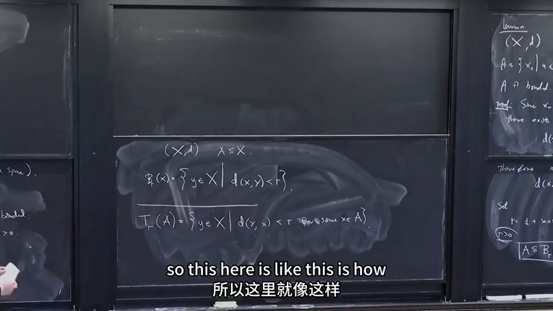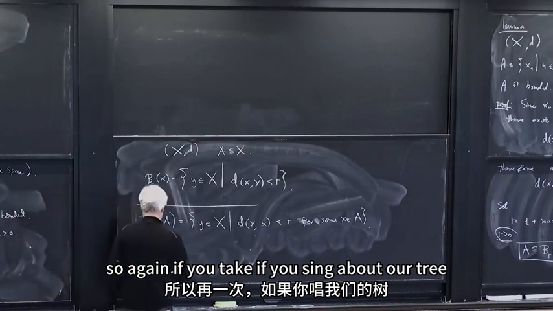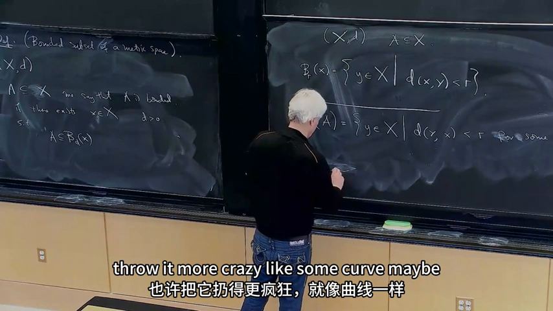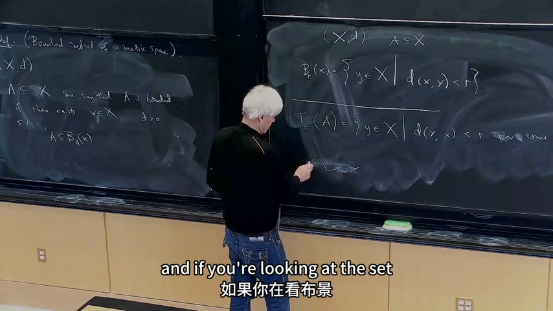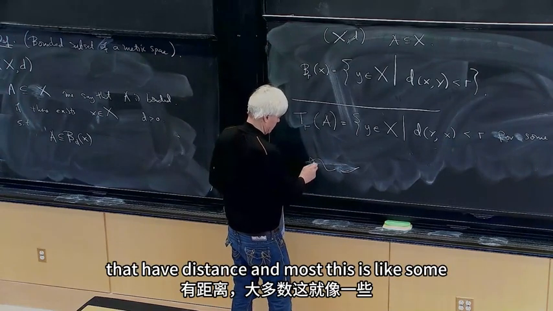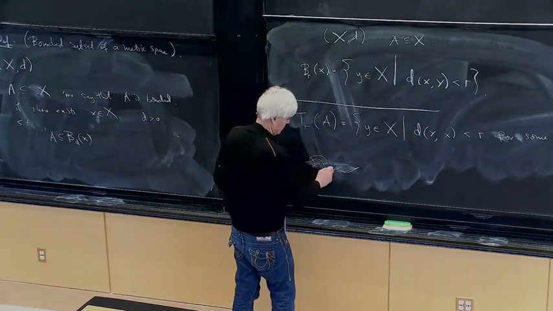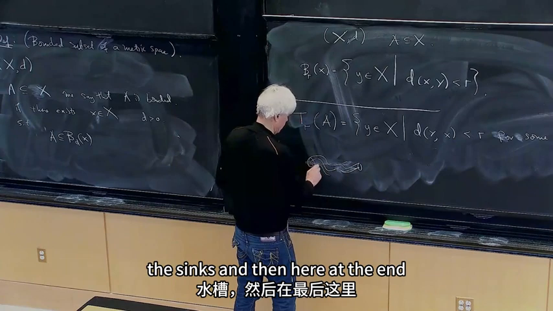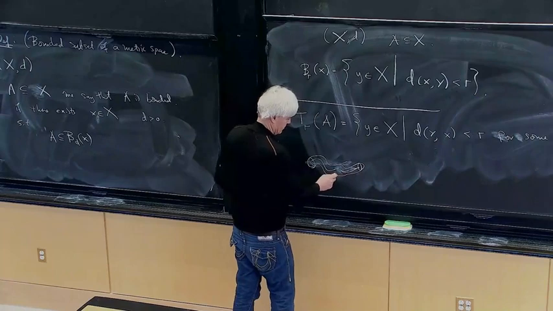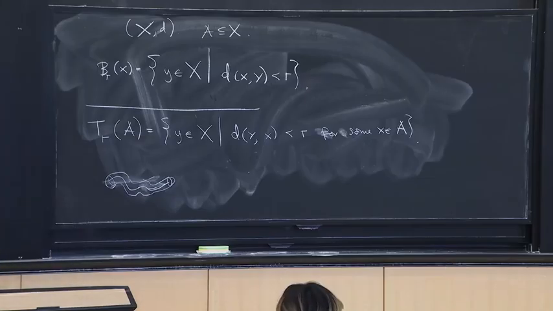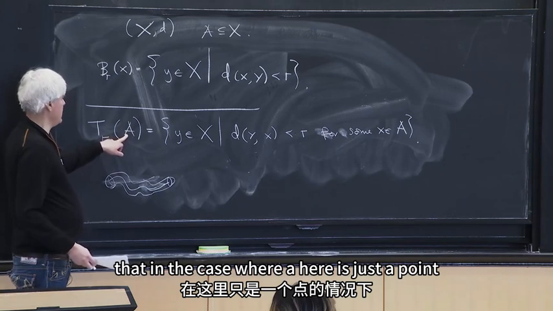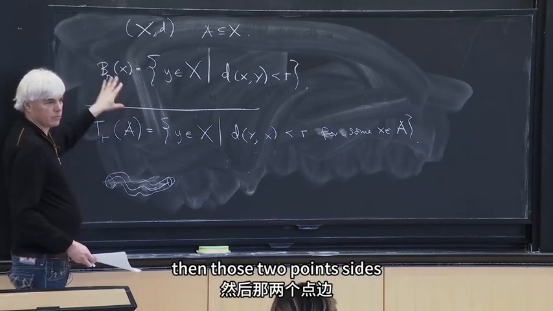So again, if you think about our tree, maybe we should draw it more crazy, like some curve. If you're looking at the set of points that have distance at most r, this is like some sort of tube like this. This here would be the sides, and then at the end it would look like a cap like this. This would be a tubular neighborhood of this curve. And as you were saying, in the case where A is just a point, then those two coincide.